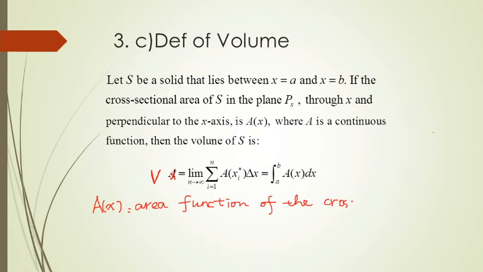That is the integrand. So from here, it becomes much easier if we define it as a definite integral. For example, if we know the cross-section area is the function pi x squared, then it would be much easier to evaluate the definite integral to get the volume of some solid, right?